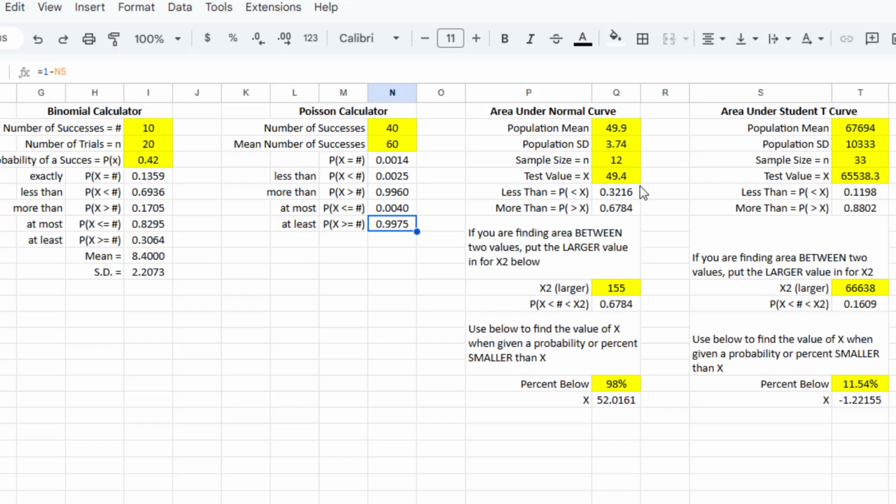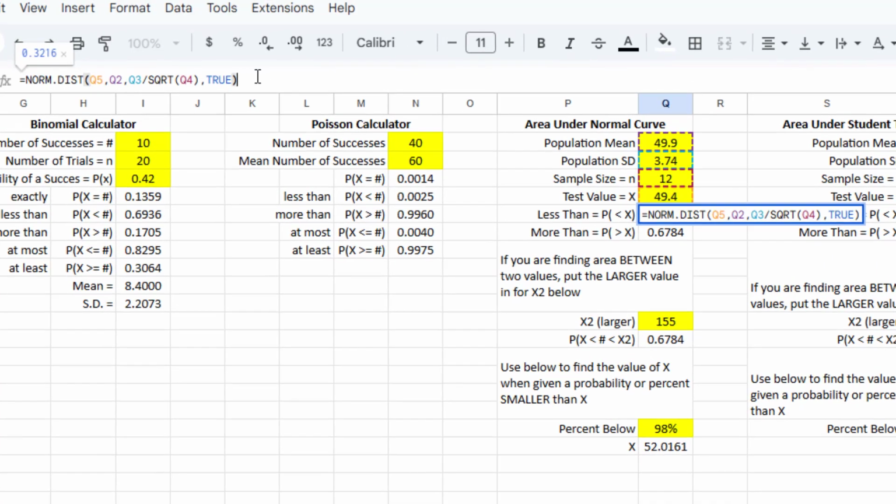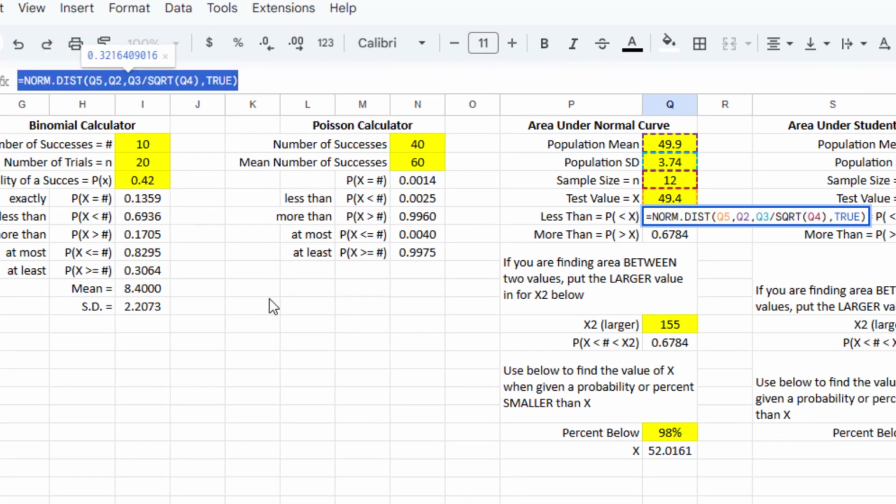You can use the same kind of idea for the norm dot distribution and the t dot distribution functions. You just have to know what you need to type into your functions. So when you're doing the norm dot distribution function, the first number it wants, Q5, is your x, the number of successes you're looking for. The second number it wants, Q2, is the average of your distribution, because now we're dealing with a continuous random variable, so we don't have a number of trials, we have an average number of things.